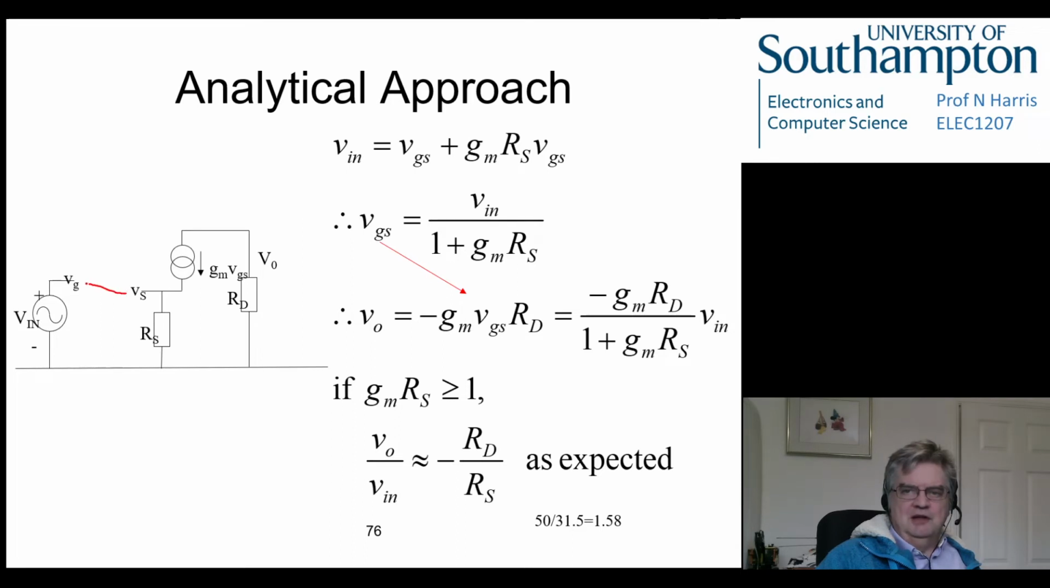So it is slavishly applying the rules. That's VGS across there, plus GM RS VGS. VGS is the current going through here. There's no current coming through here, and we multiply that by RS to give us the voltage. So we've just done a voltage loop around here, added up all the voltages around this little mesh.